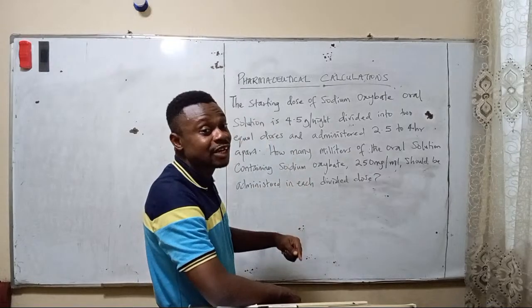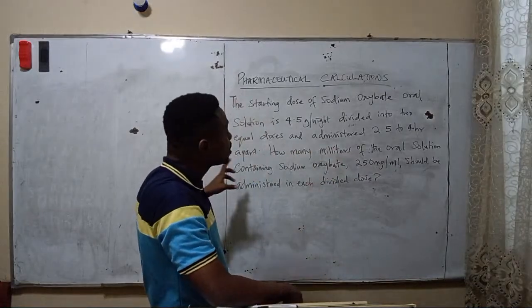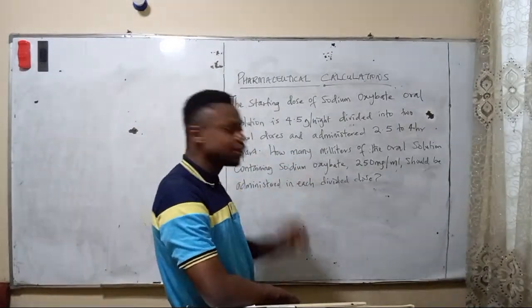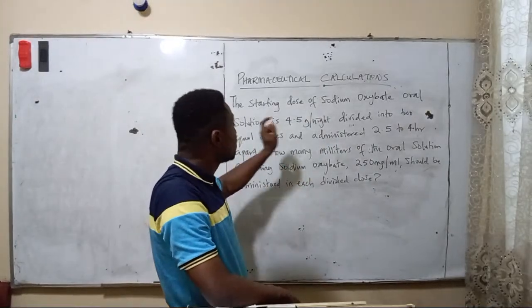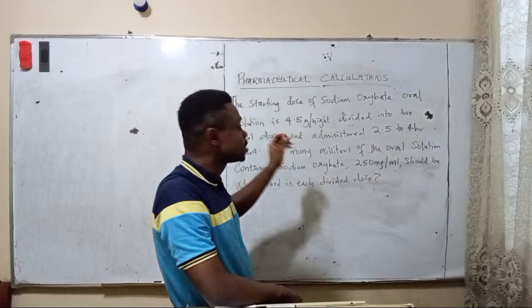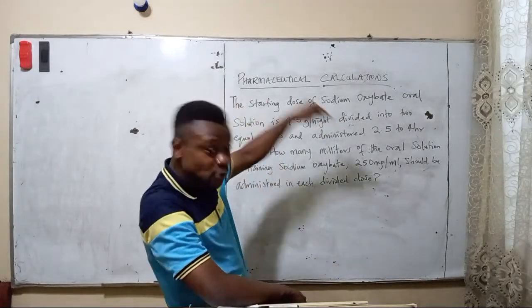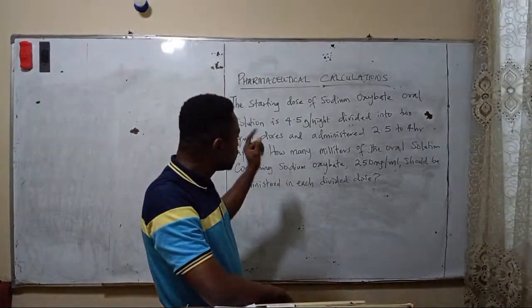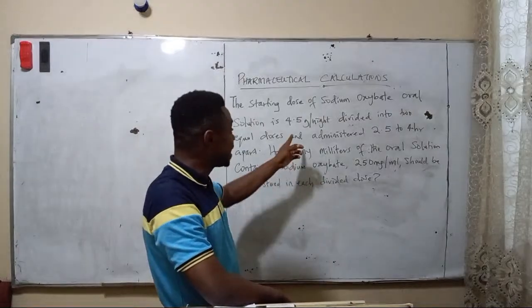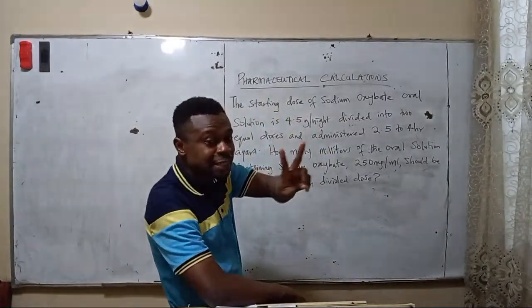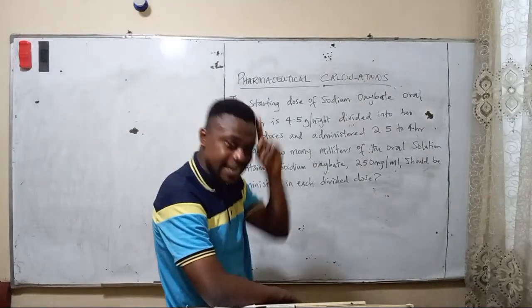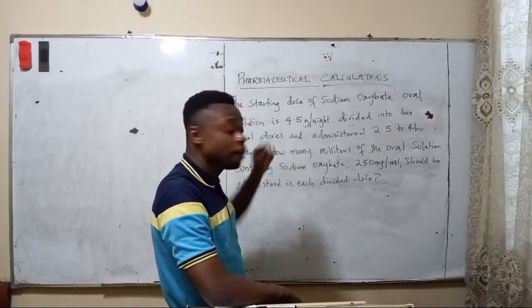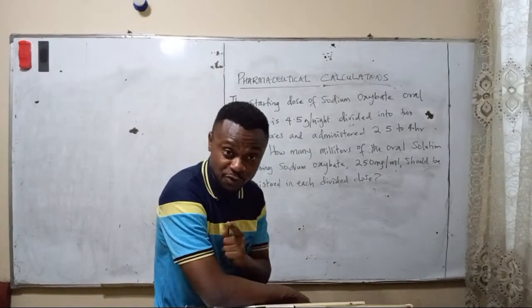What they have on the shelf is the solution that contains sodium oxybate, 250 mg per ml. That's the strength of what they have. But the dose is 4.5 grams per night, divided into 2 equal doses of 2.25 grams. So there are 2 doses the patient needs to take in the night, and a dose will contain 2.25 grams, because if you divide 4.5 by 2, you have 2.25 grams.